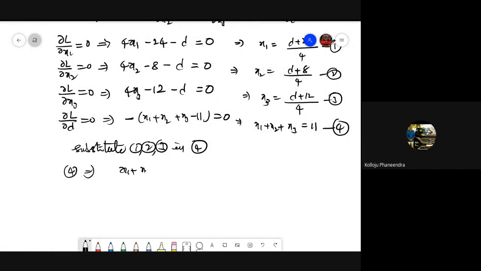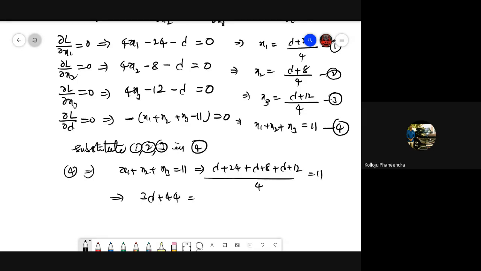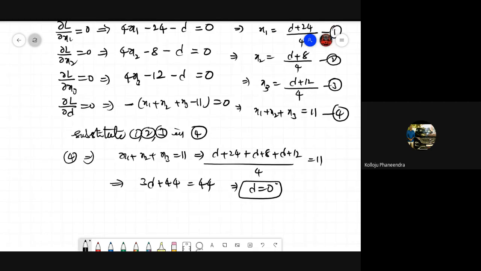x1 plus x2 plus x3 equal to 11 implies (lambda plus 24)/4 plus (lambda plus 8)/4 plus (lambda plus 12)/4 equal to 11, since 4 is the LCM. So this implies 3 lambda plus 24 plus 8 is 32, plus 12 is 44, equal to 44, which is also 44. So what is lambda? Lambda is nothing but 0.